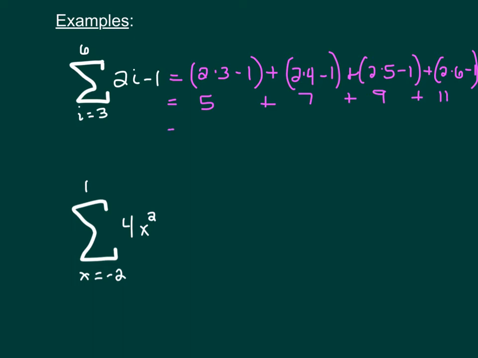All right, so now let's just add these all together. So I'm going to start over here. 11 plus 9 is 20, plus 7 would be 27, plus 5 would be 32. So that's our answer for this one.